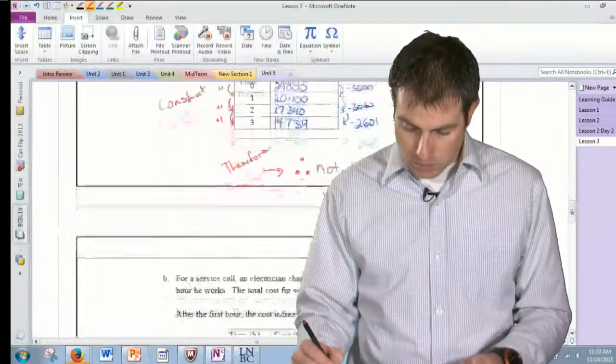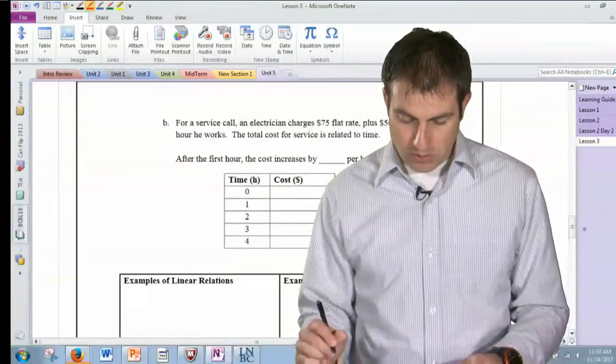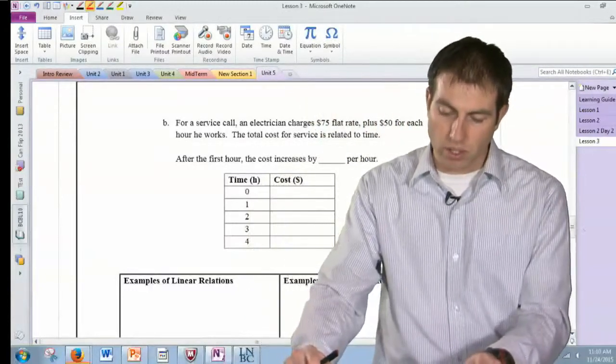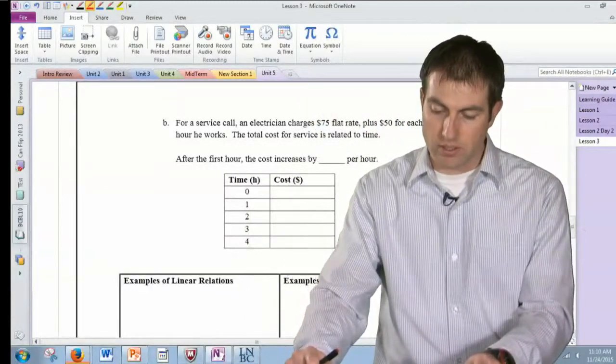Let's keep on moseying through this. For a service call, an electrician charges a $75 flat rate plus $50 for each hour he works. The total cost for service is related to time.